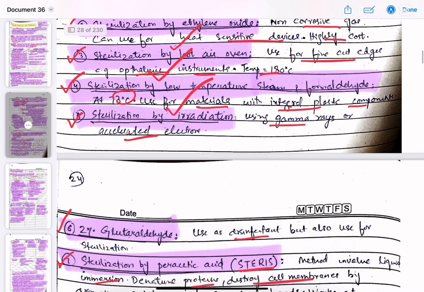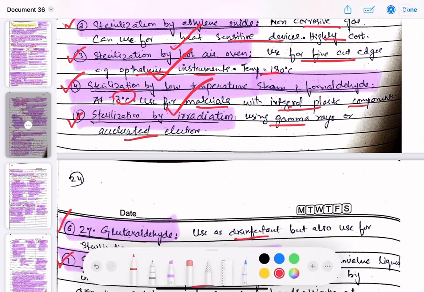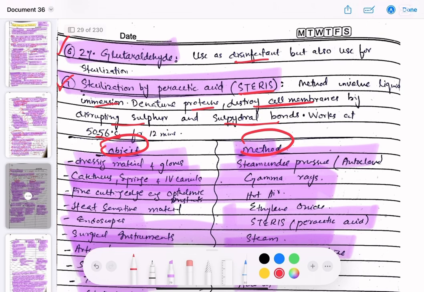And 2% glutaraldehyde is used for sterilization, and sterilization by peracetic acid is done. Then we are having the objects and methods. So these are the objects and these are the specific methods.